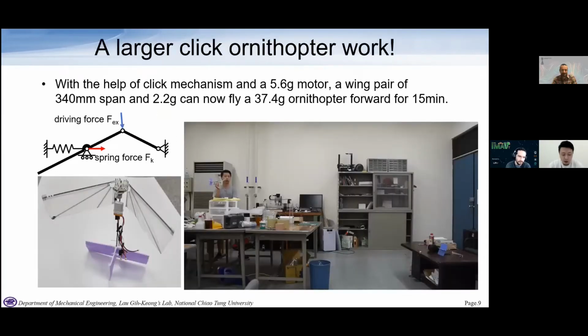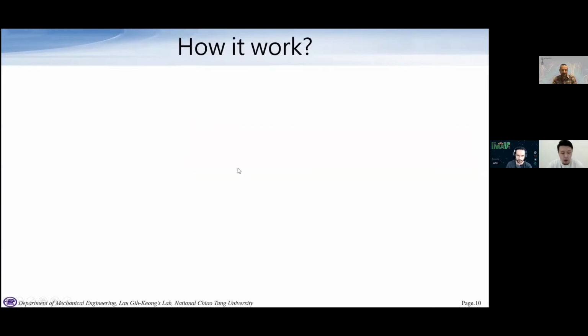So with the help of the click mechanism and a 5.6 gram motor, a wing pair of 340 millimeter span and 2.2 grams can now fly a 37.4 gram ornithopter forward for 15 minutes. And now we would like to share how it works.